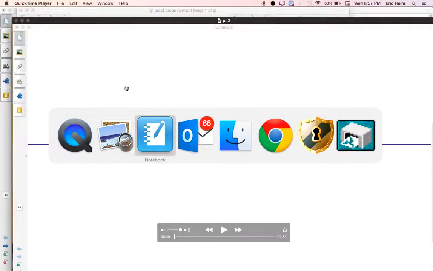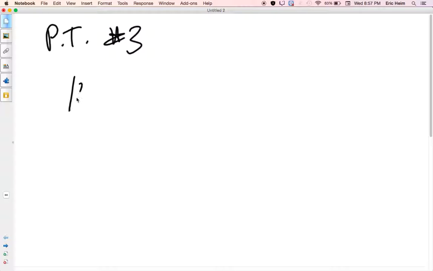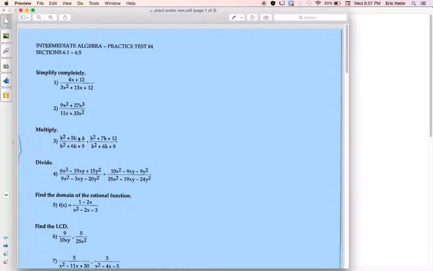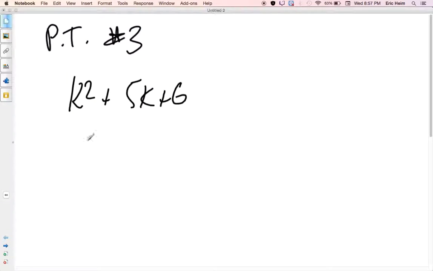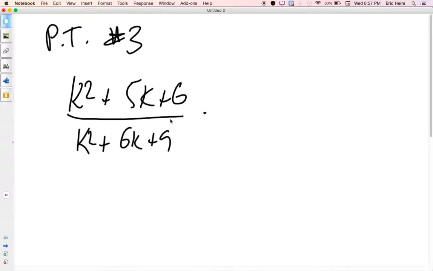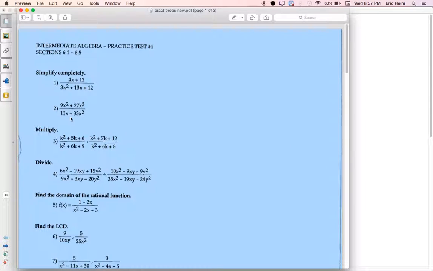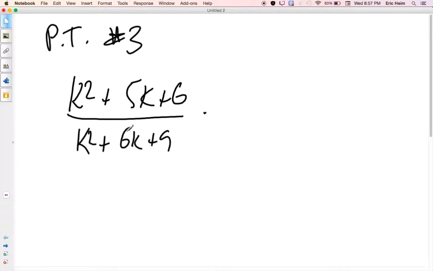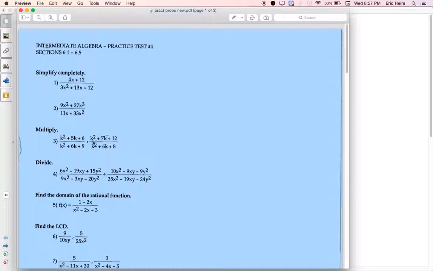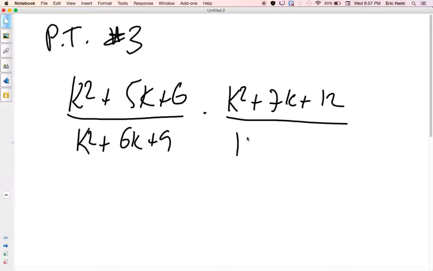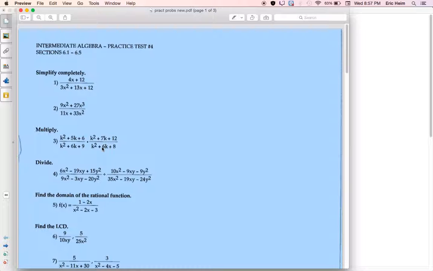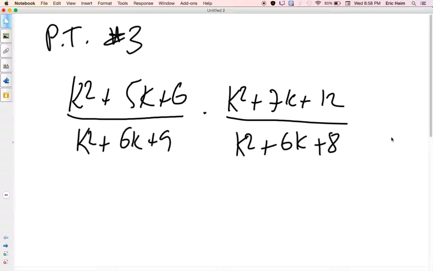Oops, I'm on the wrong thing. Okay, k squared plus 5k plus 6 divided by k squared plus 6k plus 9, times k squared plus 7k plus 12 divided by k squared plus 6k plus 8. Again, we could multiply these, but it'd be a mess. I think we wanted to factor first.